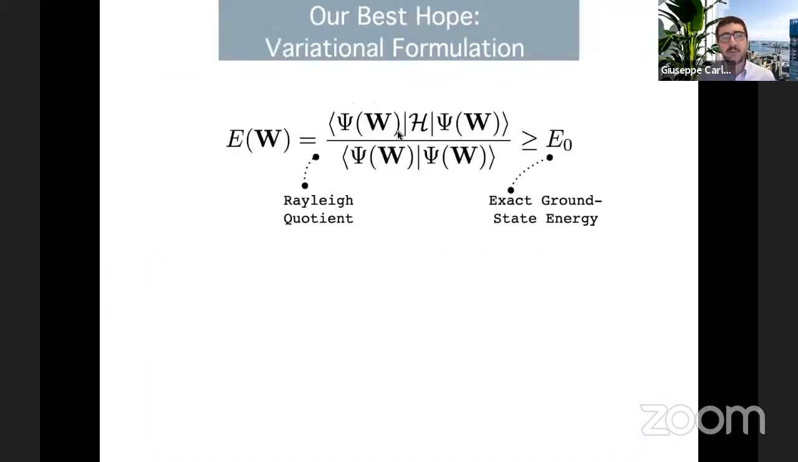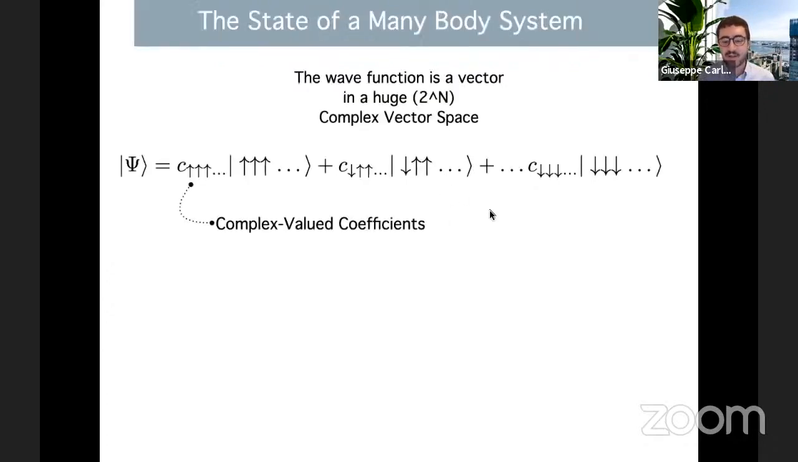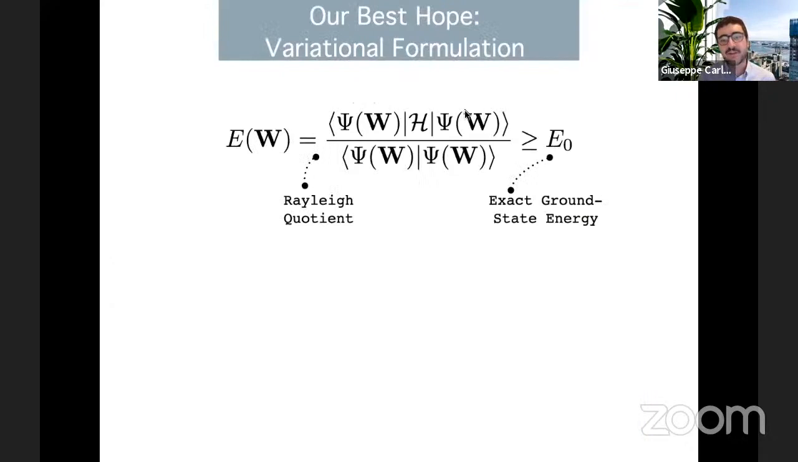Now, what is our best hope, I would argue, to solve this problem? Well, in principle, I think that modern techniques that deal with the accurate solution of the Schrödinger equation really deal with the variational formulation of the problem. So instead of taking the full psi as before, we consider a parameterization of psi, that I call psi of W, where W is a possibly very large set of parameters. And we form the expectation value of the Hamiltonian over this psi.